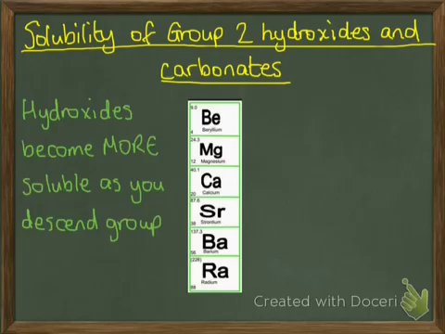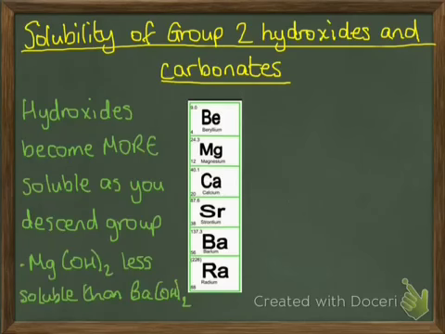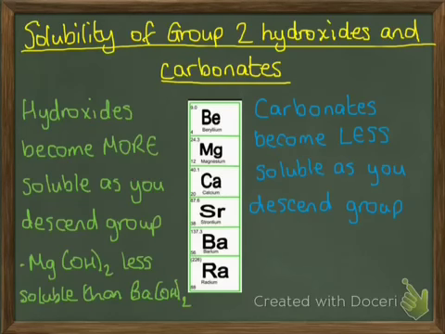The trend for group 2 hydroxides is that they become more soluble as you descend the group. This means that magnesium hydroxide is less soluble than barium hydroxide. The trend in group 2 carbonates is that they become less soluble as you descend the group. This therefore means that calcium carbonate, for example, is actually more soluble than barium carbonate.